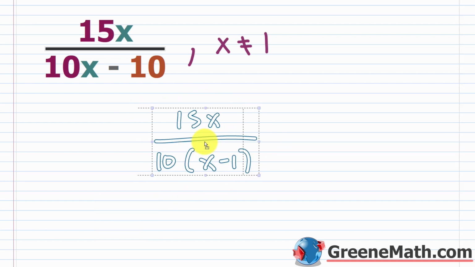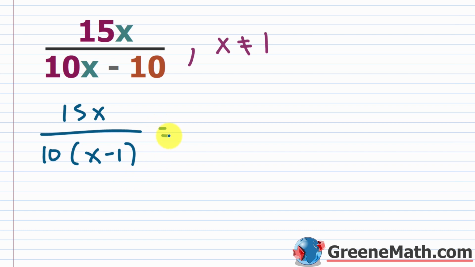So let me kind of scooch this down a little bit. And let me say this is equal to, I'll go ahead and see what I can cancel. So I can cancel between 15 and 10. I can cancel a common factor of 5. 15 divided by 5 is 3. 10 divided by 5 is 2. And then that's basically it. So that gives me this 3x over, you would have this 2 times the quantity x minus 1.